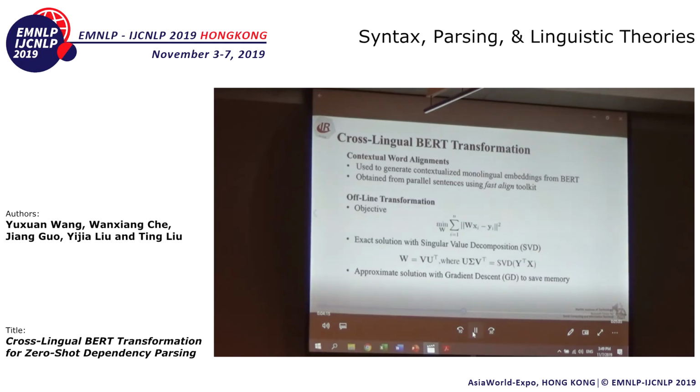While training, we aim to find a linear transformation W, which is applied to the embeddings X in target languages to approximate the corresponding embeddings Y in the source language. Prior work has shown that an analytical solution of such a problem can be obtained with singular value decomposition. Besides, we also tried an approximate solution with gradient descent to save memory required in training procedure.